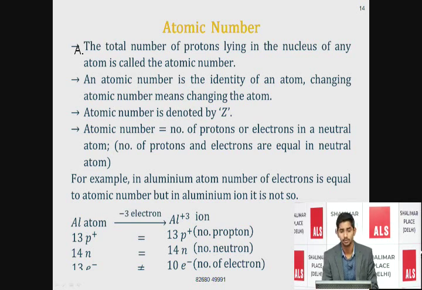So first of all, copy these 4 points. I'll make it simple for you: atomic number is nothing but the number of protons or the electrons in the neutral species. Or you can say atomic number equals number of protons equals number of electrons. So this is what the atomic number means. Please copy this one, and if you are having any doubt, you can ask me. Please copy and then confirm.